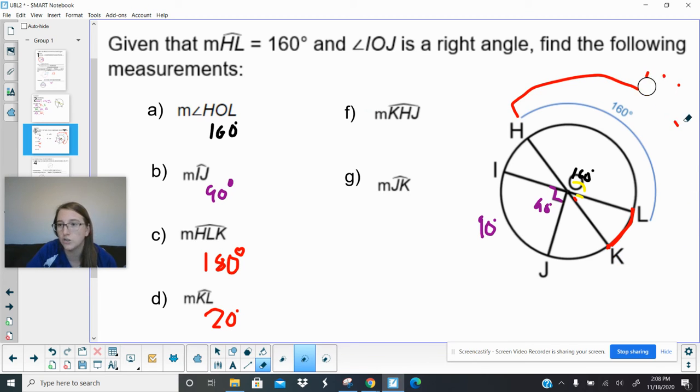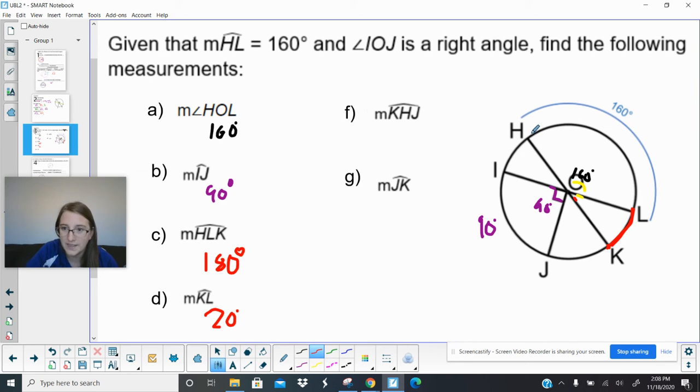So I'm going to go ahead and erase this 180 because now I know that this is 160 and this is 20. So I know that altogether this is going to end up being 180. KHJ. Okay, what I want you to do is try to find the next one, KHJ. So follow with your finger from K to H to J. Be very careful, KHJ. Let me see that real quick. Ooh, this one.